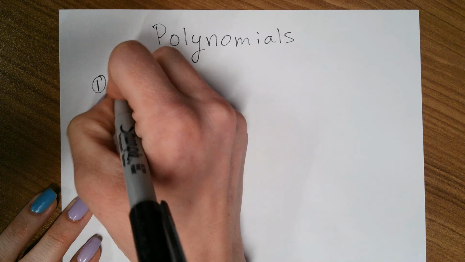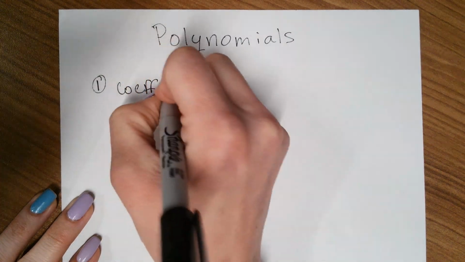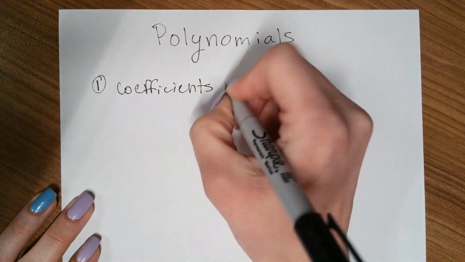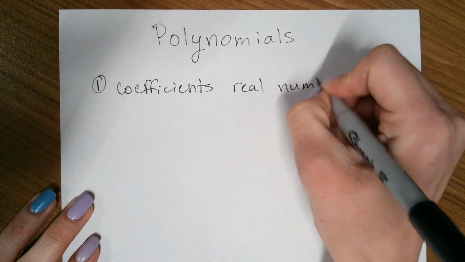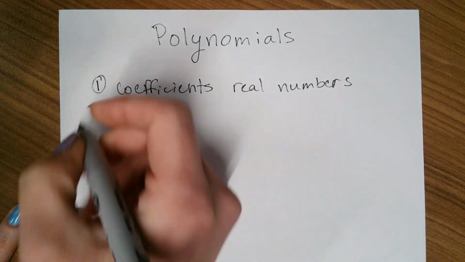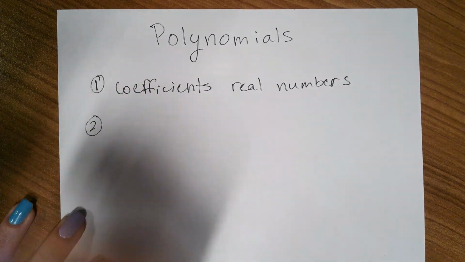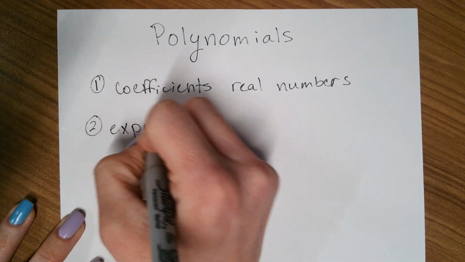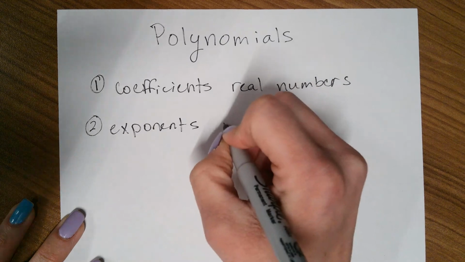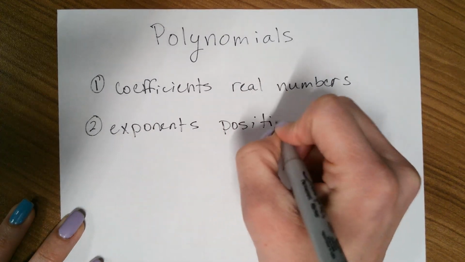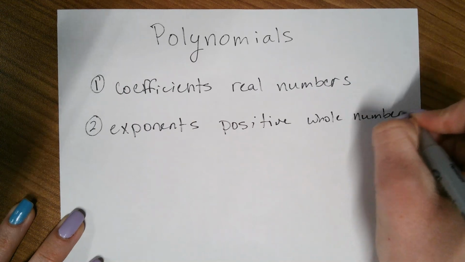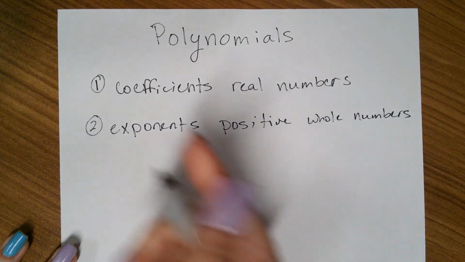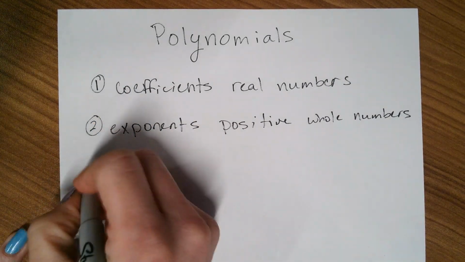One, all the coefficients have to be real numbers. And we'll talk about what a coefficient is in just a second. And two, all of the exponents have to be positive whole numbers. So what might something like that look like?